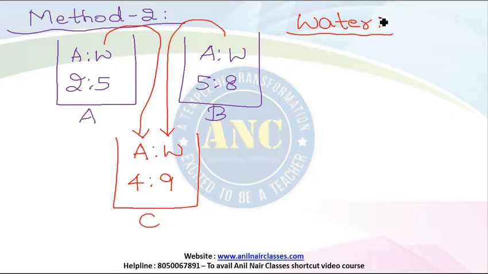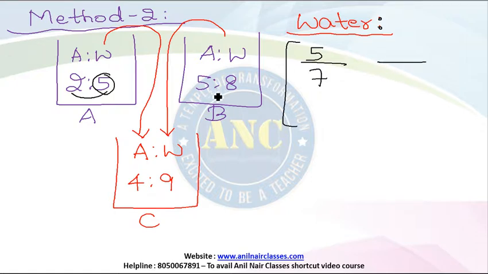Now see here, I am taking water as my base parameter. Same logic whatever I discussed for acid as base parameter, I will take here also. In vessel A, out of total 2 plus 5, 7 liters, 5 liters belongs to water. So it is 5 out of 7. Why are we taking water? Because we are taking water as the base parameter in method 2. Similarly in vessel B, out of total 5 plus 8, 13 liters, 8 liters belongs to water. And in vessel C, out of total 4 plus 9, 13 liters, 9 liters belongs to water.